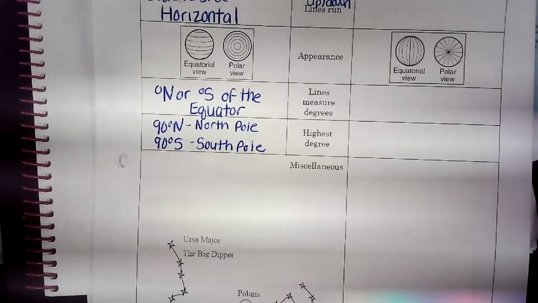All right. What I want you to do is grab your reference table and open it up to page 5. Page 5 is a map of the world.